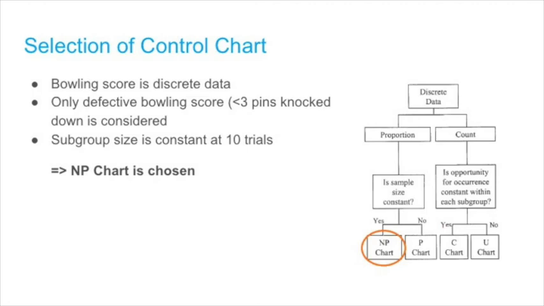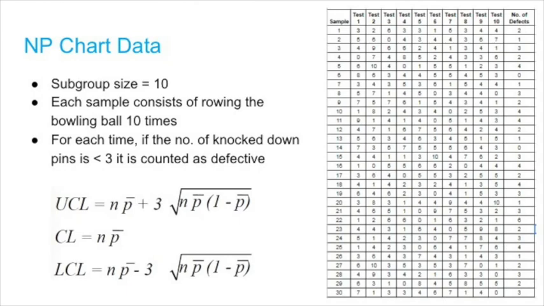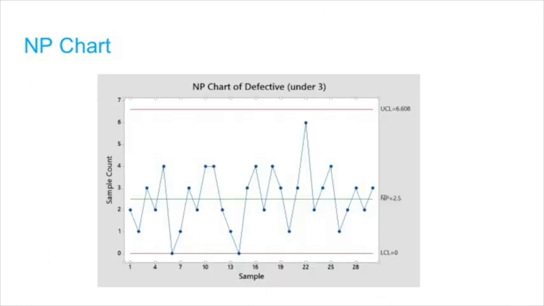Our subgroup size, which is the number of runs for each sample, is kept constant at 10. According to the control chart selection flow chart, the NP chart will be used for our project. In the control chart data table, it contains 30 samples. For each sample, we take 10 test runs and count the number of runs that have fewer than 3 knocked down pins. The above formulas are used to calculate the upper and lower control limits as well as the mean. Minitab is then used to generate the NP control chart.